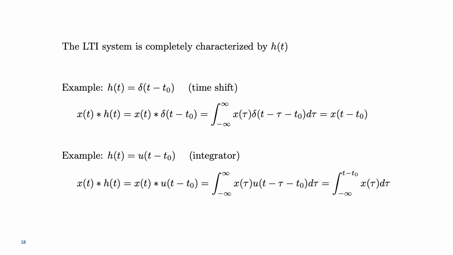Let's see what happens. So we give an input x of t, the output will be again the convolution of x of t with h of t, which in this case is u of t minus t0. So we feed everything into an integral, we calculate the integral according to the definition of convolution, and we obtain that the output is the integral between minus infinity and t minus t0 of x of tau d tau. So it's actually the integral function of the input.